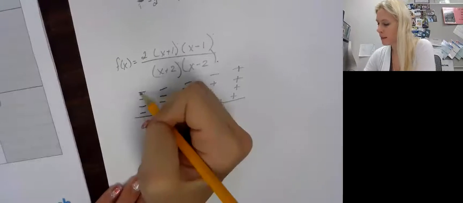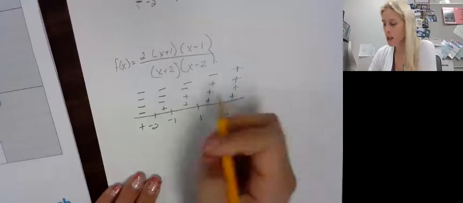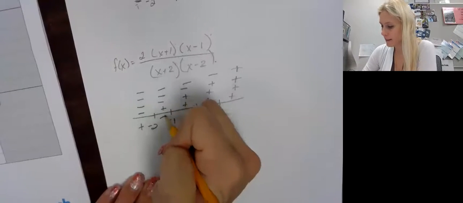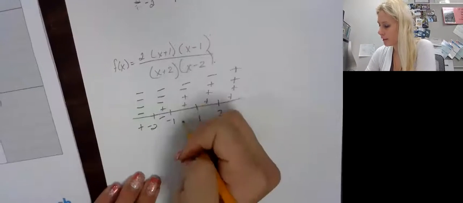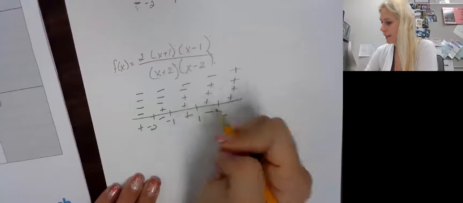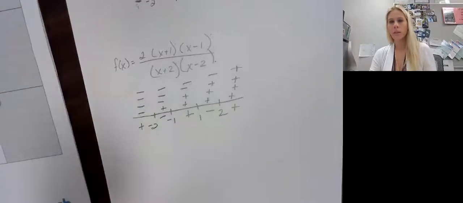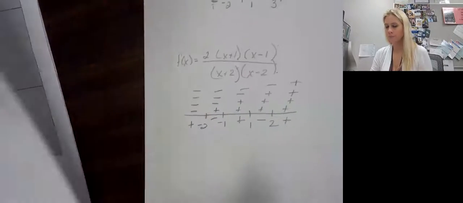Whew. 4 negatives make a positive. 3 negatives make a negative. 2 negatives make a positive. 1 negative makes a negative. All positive makes a positive. So let's double check now with our graph.